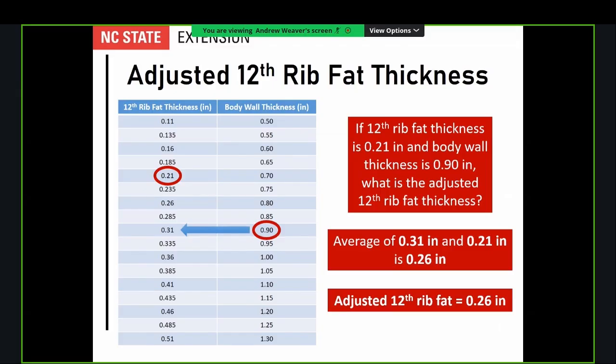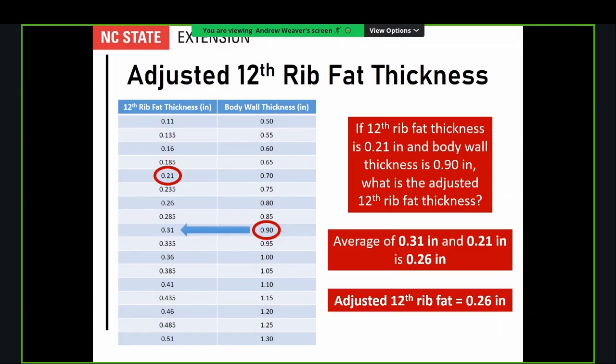I do not adjust this any more than 1/10 of an inch. For that 12th rib fat thickness, that's your baseline, that's your starting point. And I don't go any more than 1/10 of an inch from whatever that original 12th rib fat thickness is.